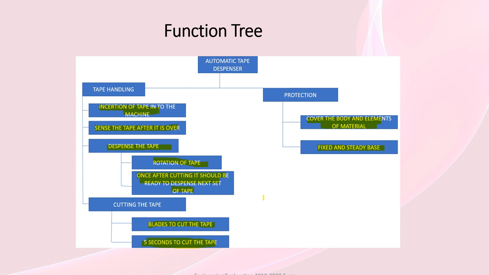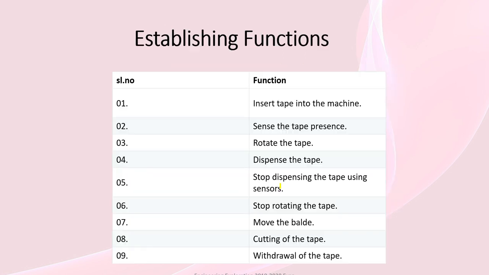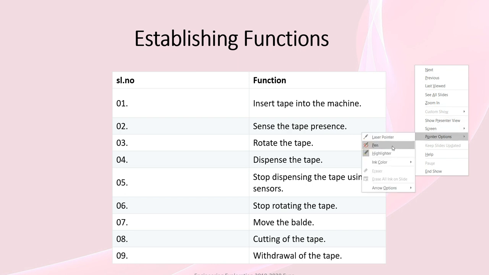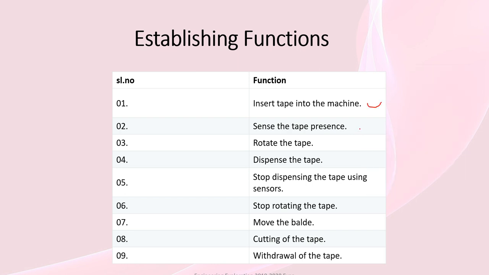equal to 5 seconds. And moving on, this is the order in which functions are carried out. First, insertion of the tape into the machine, sense the tape presence, rotate the tape, dispense the tape, stop dispensing the tape using its sensors, stop rotating the tape, move the blade, cutting of the tape, and withdrawal of the tape. Those were the sequence in which functions are carried out.